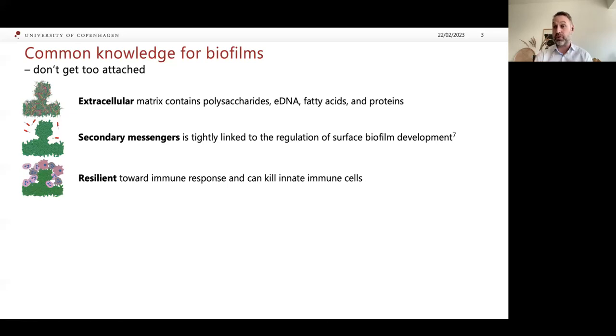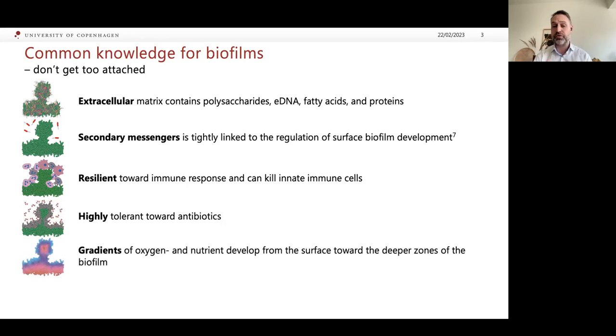One of the reasons why we are really interested in biofilms is that we know they are very resilient towards the immune response. And when we look into chronic infection, we more or less always find biofilms. And one of the reasons why these infections become chronic is because they are not able to be eradicated by the immune response. And the bacteria can actually actively kill the immune cells. Then, of course, we also are very interested in biofilms because bacteria growing in a biofilm are very tolerant towards antibiotics. They can survive 1,000 times the amount of antibiotics as a planktonic cell does.